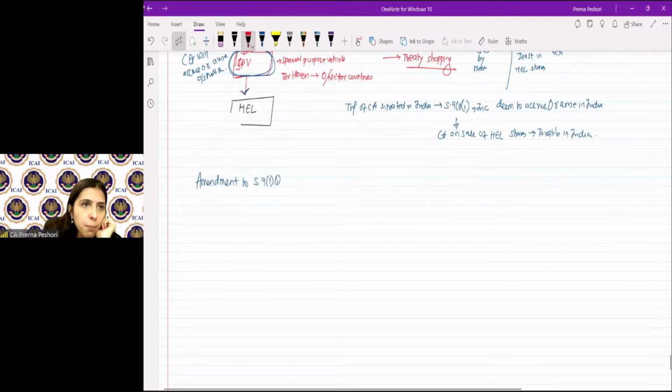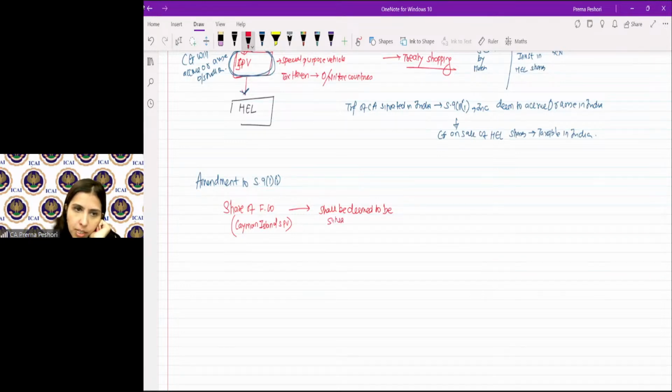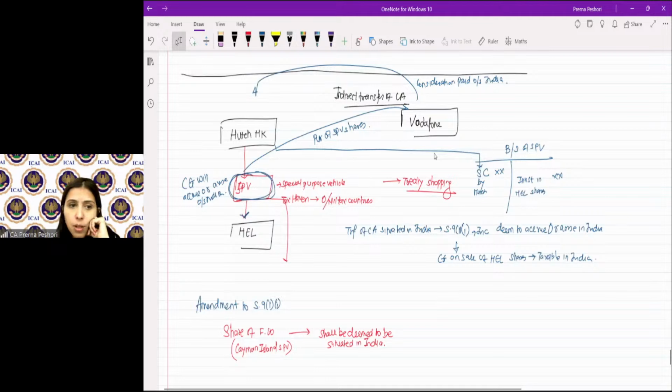share of the foreign company, in our case, let's say this Cayman Island SPV, shall be deemed to be situated in India. Shall be deemed to be situated in India, meaning the shares of this SPV will be deemed to be situated in India.